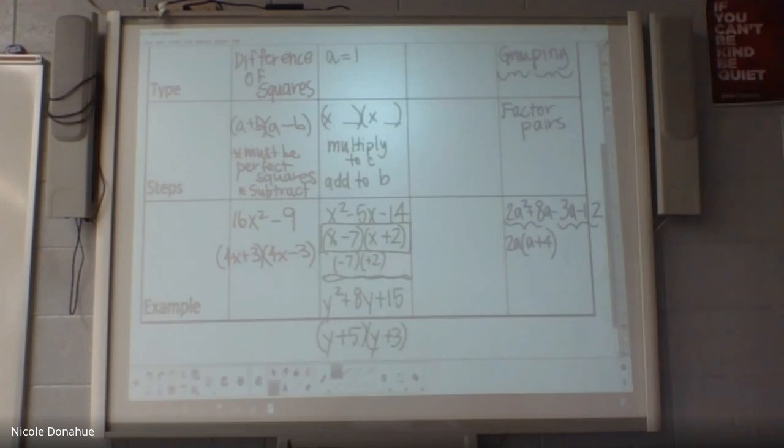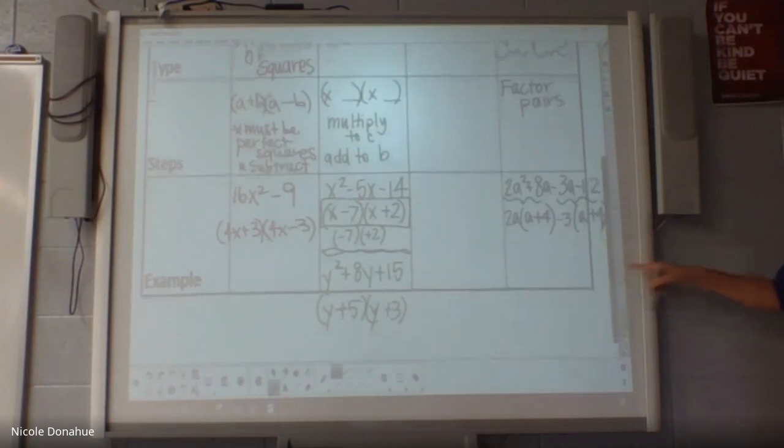Then, out of the next 2, what can I take out? A negative 3. So I'm going to take that out and put it right here. And I'm left with A plus 4 as well. Oh, snap. So that's not a coincidence. That's supposed to happen, that I'll get the same thing twice.